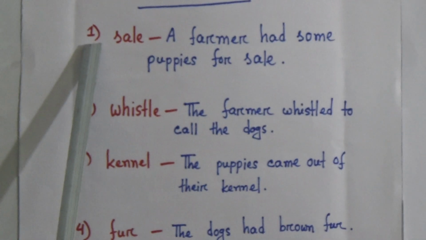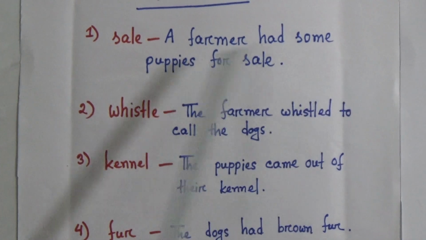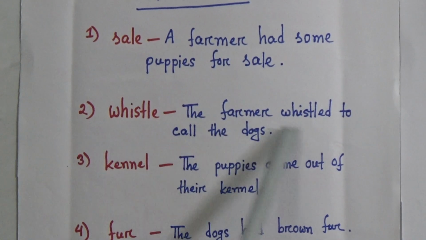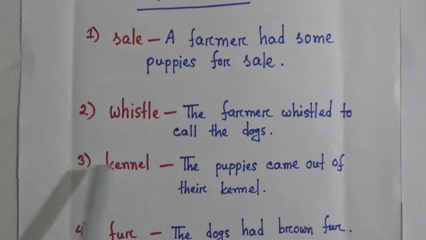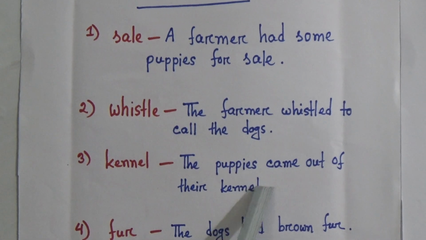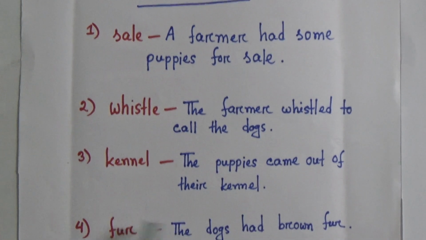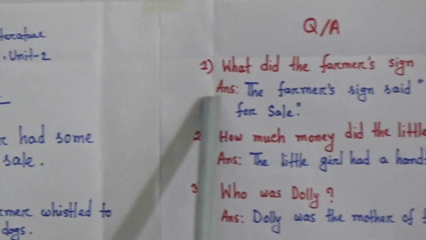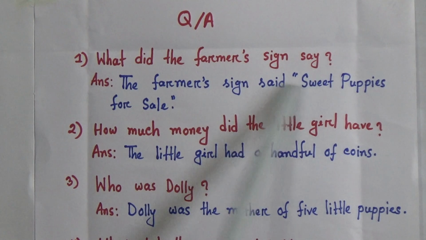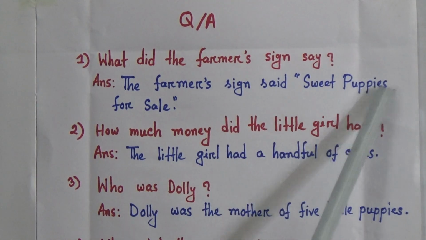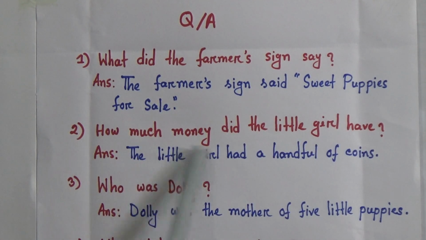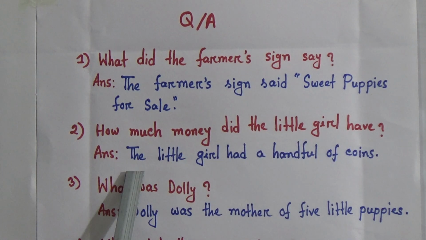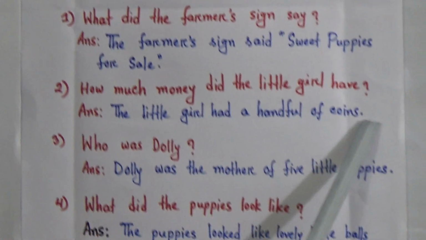Now I am repeating this. Number 1, make sentence, sell. A farmer had some puppies for sale. Number 2, whistle. The farmer whistled to call the dogs. Number 3, kennel. The puppies came out of their kennel. Number 4, fur. The dogs had brown fur. And now question answer. Number 1, what did the farmer's sign say? The farmer's sign said sweet puppies for sale. Number 2, how much money did the little girl have? The little girl had a handful of coins.